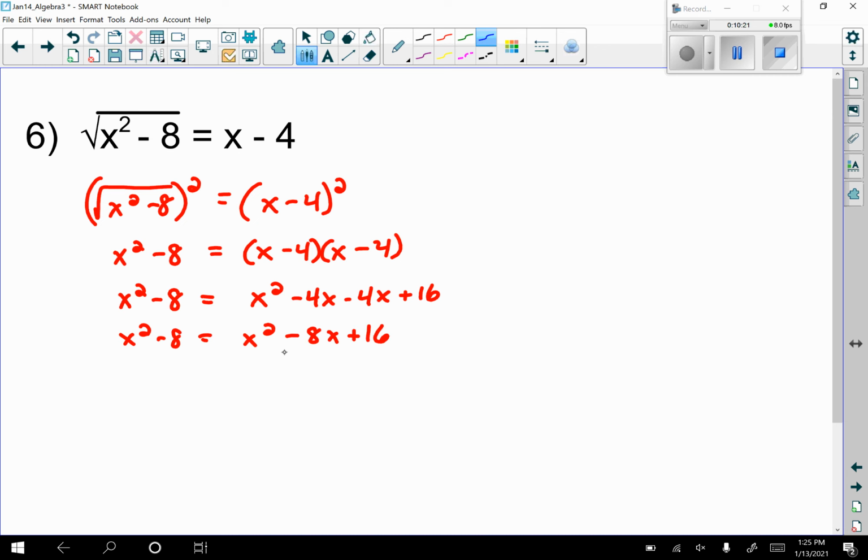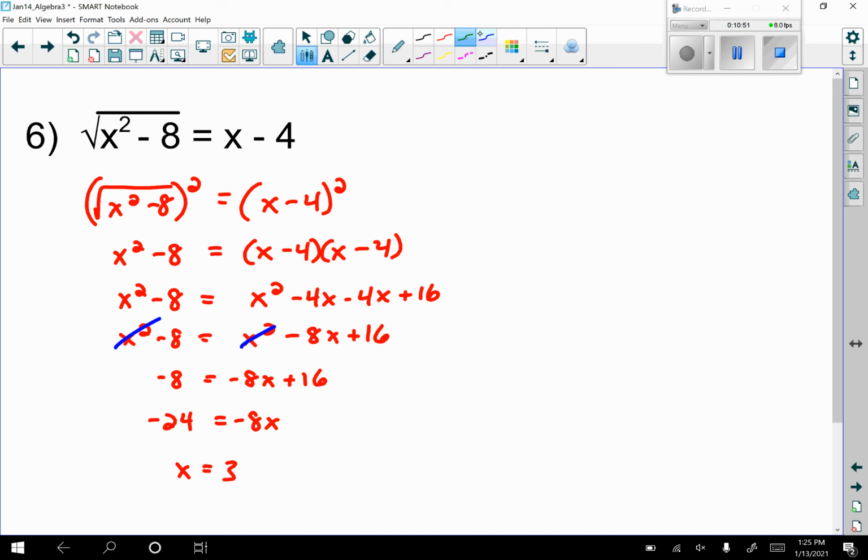Now, right now, yes, this right side is quadratic, but if you notice, we have a quadratic term over here, and aren't they both the same? So if I were to subtract x squared from both sides, they're just gone. So now I have a negative 8 equals negative 8x plus 16, and I still just use inverse operations to get x by itself. So let's go ahead and subtract 16 from both sides. That'll give me a negative 24 over here equals negative 8x. Divide both sides by negative 8, and x should equal 3.